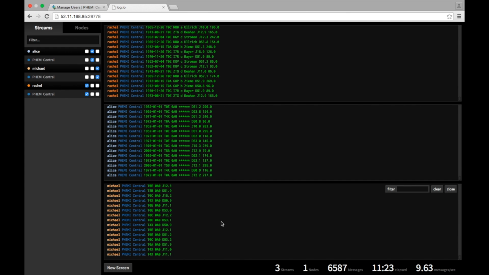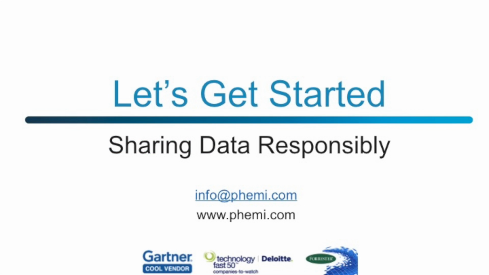This demonstrates how these dynamic access controls can be used to protect access to data within the system while making it simple for users to gain access to the data they're allowed to have.